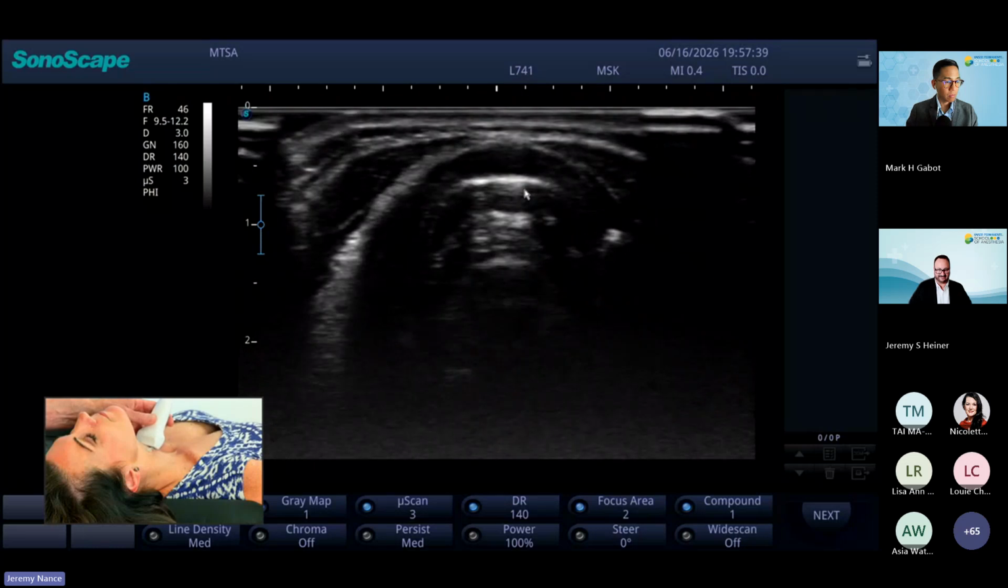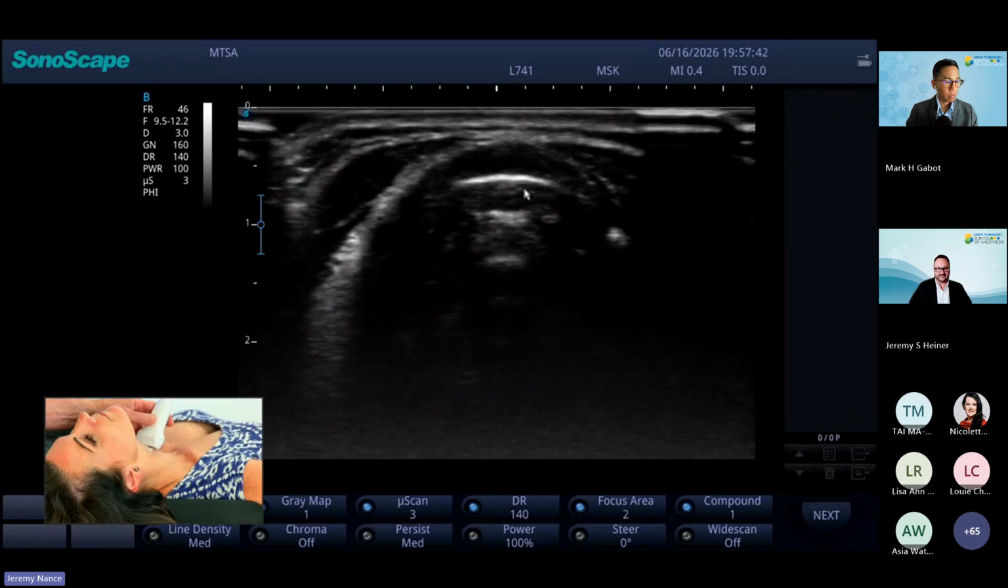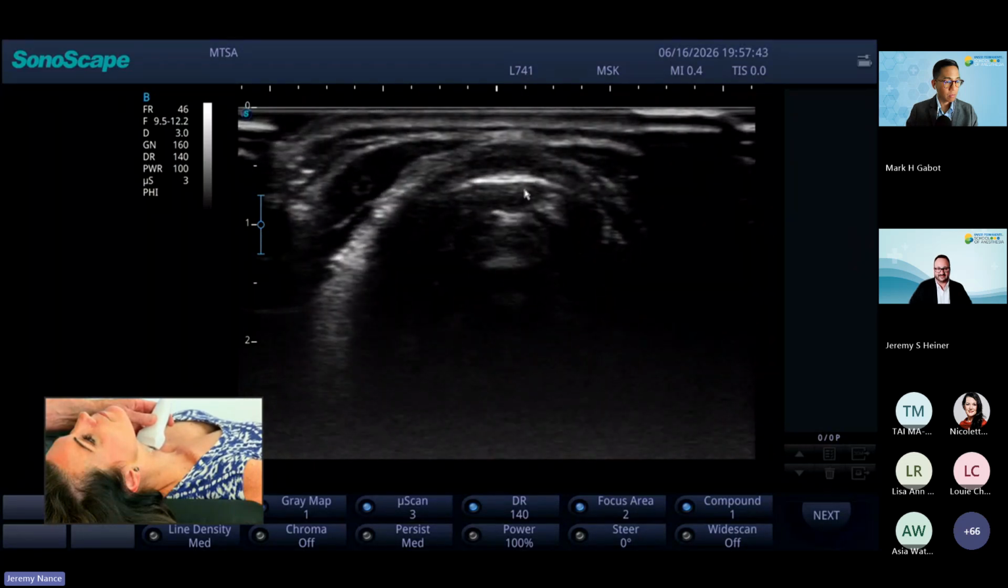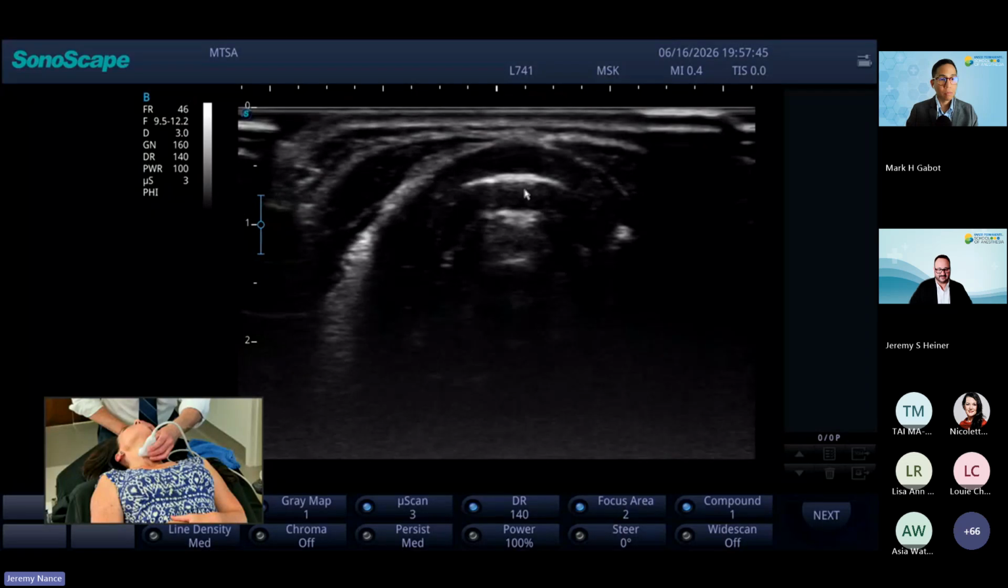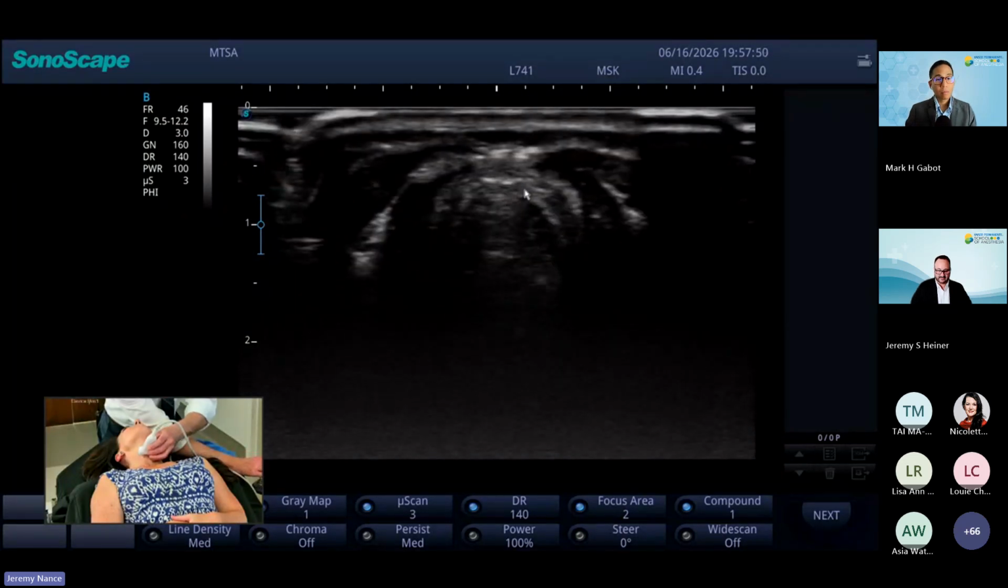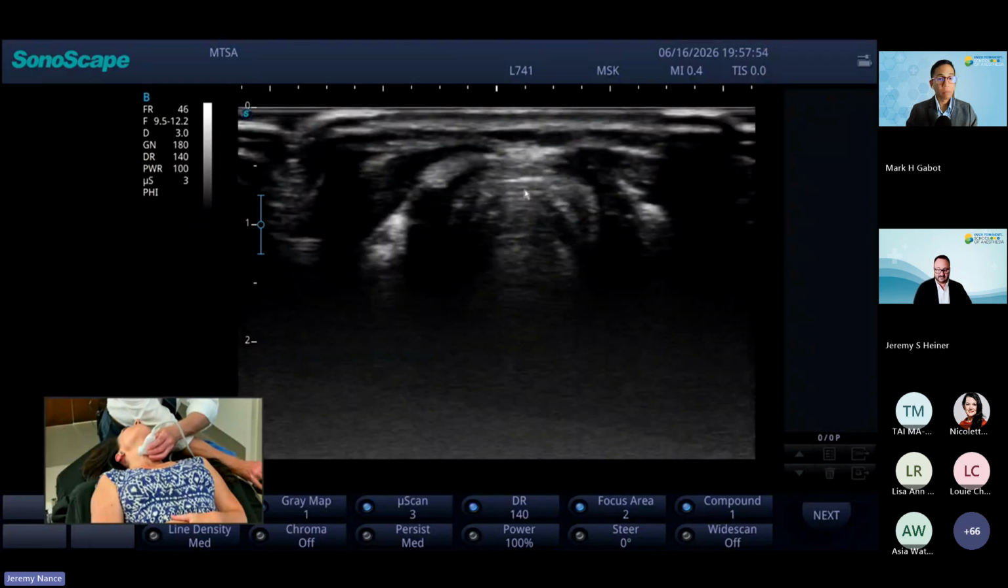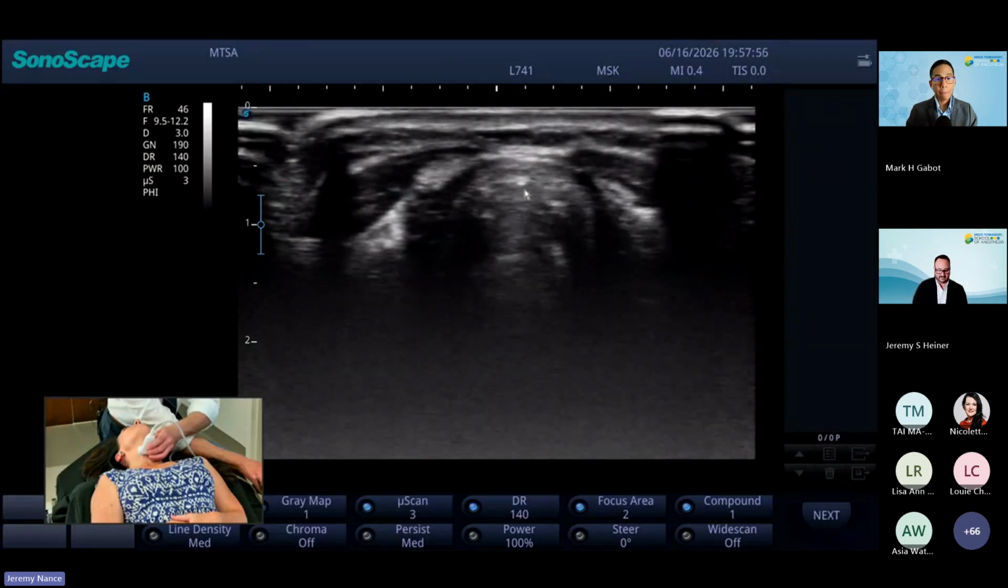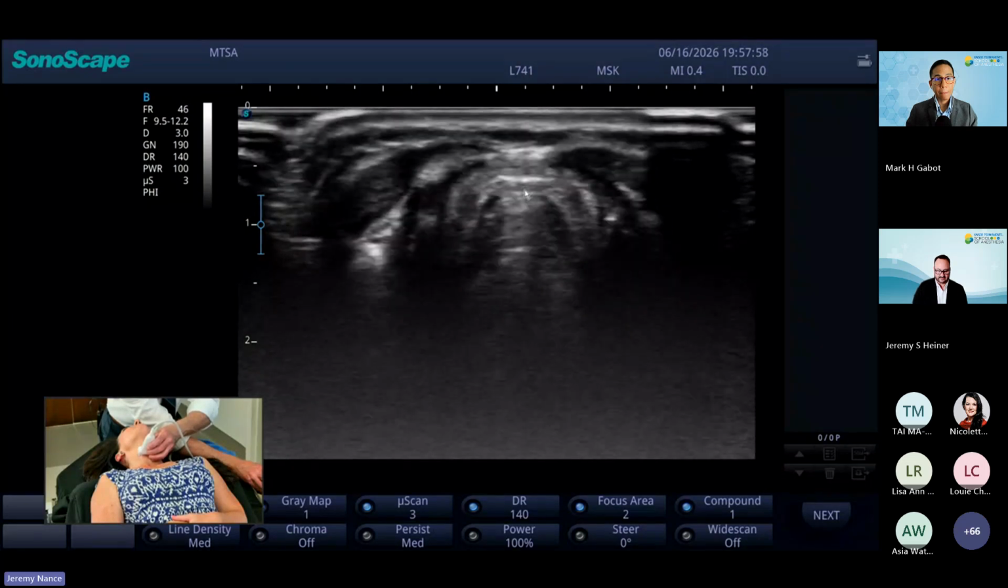Okay, and here you can see we have a nice C-shaped or horseshoe ring. You can see that cricoid cartilage. So I am going to scan back proximal until I have that air tissue interface. And I'm going to go right about here. I'm going to adjust my depth and my gain a little bit until I get exactly what I want.